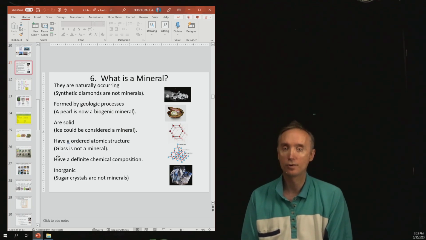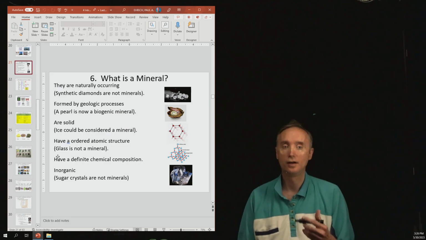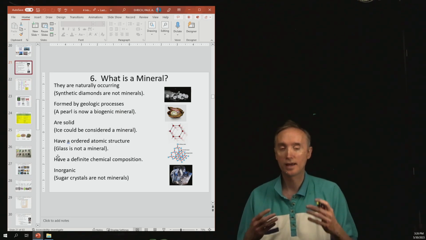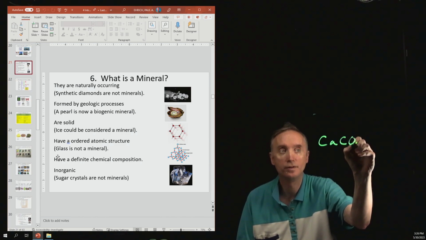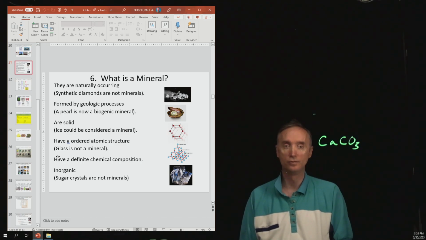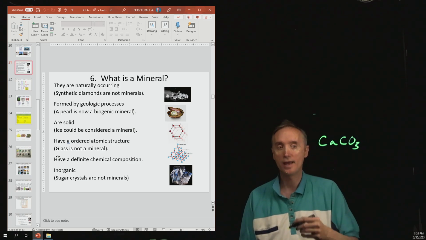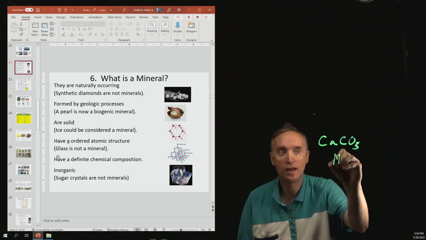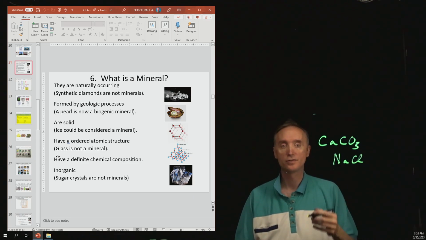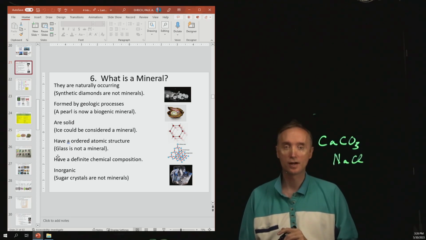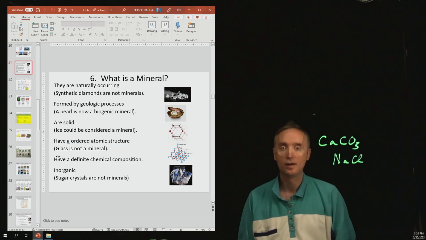They have an ordered atomic structure. They have a definite chemical composition. So for example, all calcite is calcium carbonate. So that's its chemical formula. Halite is NaCl. So that's salt. So it has a definite chemical composition that goes with it.